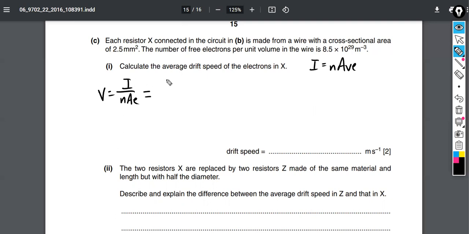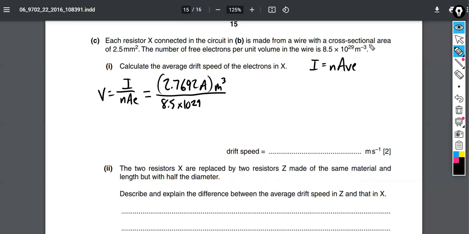All right, so we know that the current going through that is 2.7692 amps. The number density is the number of electrons per unit volume, and they give that here. So N is 8.5 times 10 to the 29. Now it's electrons per cubic meter. So I'm going to put the per cubic meter back up here in the numerator.